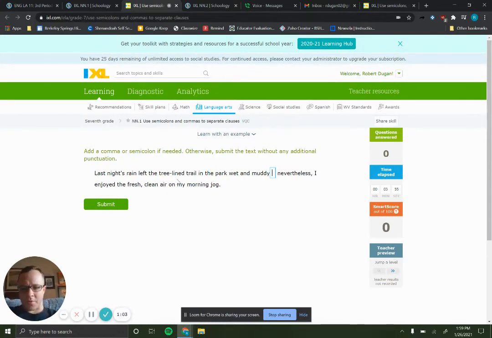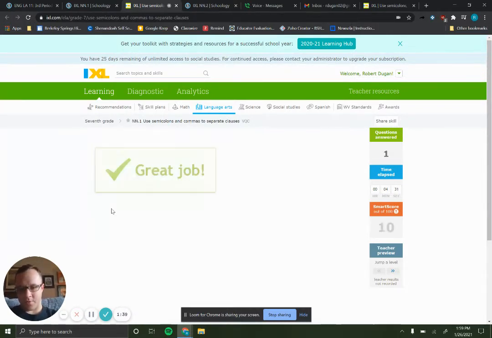So let's do a couple of these together and see if we can apply those rules. Last night's rain left the tree-lined trail in the park wet and muddy. Nevertheless, I enjoyed the fresh, clean air on my morning jog. So we have this "nevertheless" here, and there's a comma after it. This is what's joining these two sentences together, and I think there is a complete sentence on each side of this. So I am going to use a semicolon.